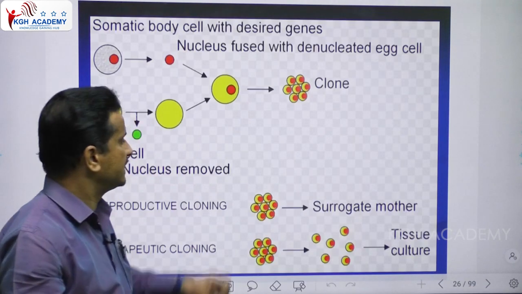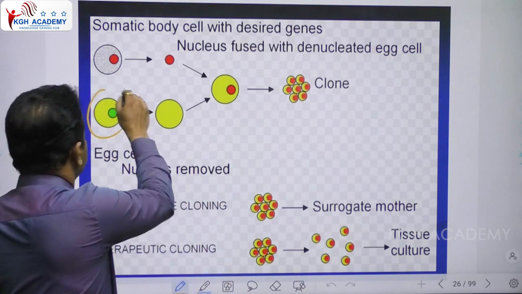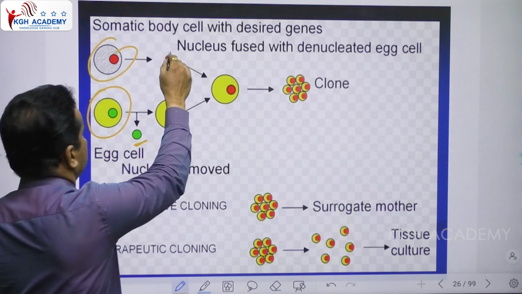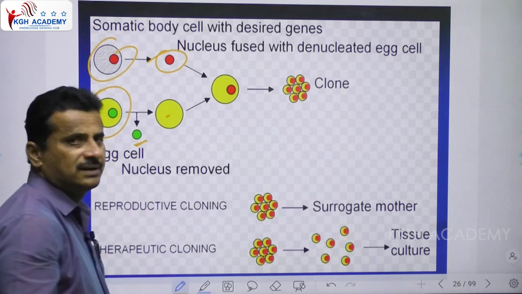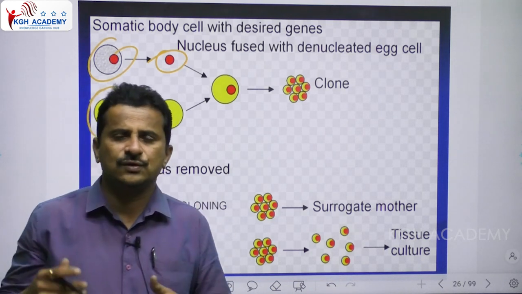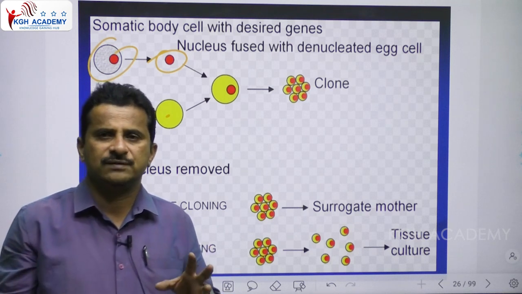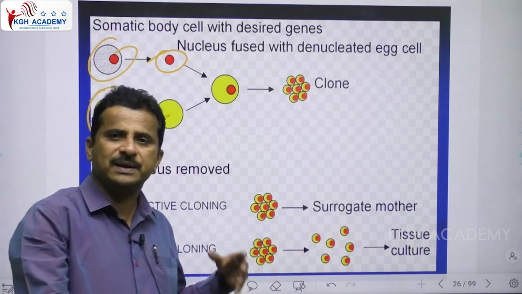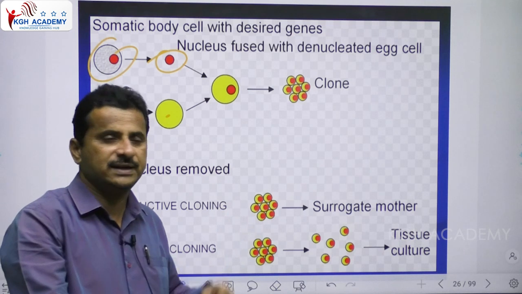Next, again the same. Here the egg cell nucleus is separated, and the body cell nucleus is separated. Okay, this is an empty egg cell. Here I am giving three to four different slides to help understand the topic. Through pictures, I think you can understand very easily. That's why I am giving them. So I am explaining the same information with the help of two to three different types of slides.